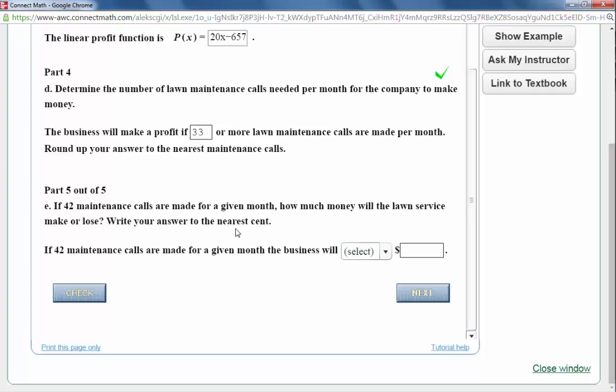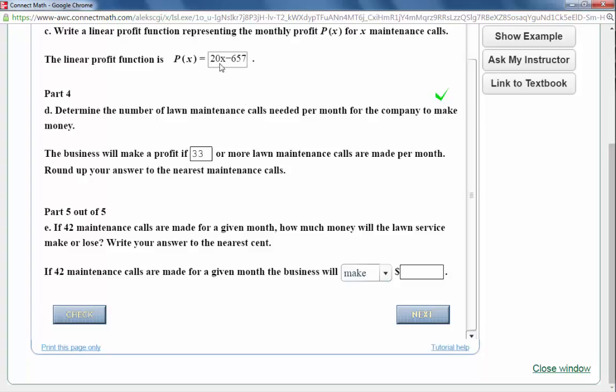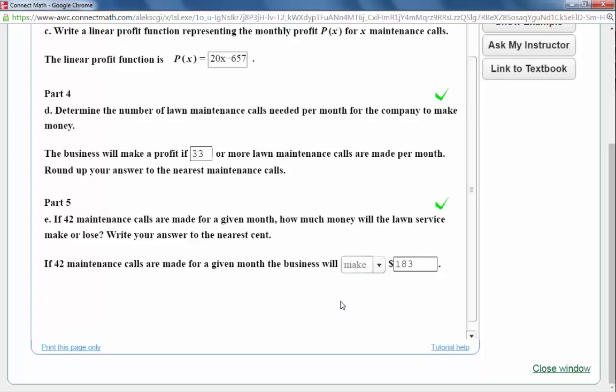Let's see how much. You just need to plug in 42 here. This is your profit. This is how much money is left after the cost. Just plug in 42 here and subtract 657. This is what we are using. Okay. Anyone? 183. That's rounded off to a whole number. Okay. Good. You're right. Any questions?